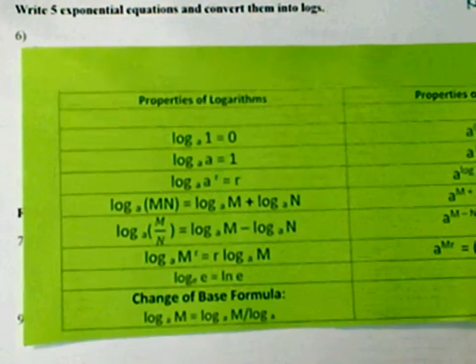Alright guys, this is page 3 of your Unit 6 review. I will be covering page 3, which is number 6 through 17. Now on number 7 through 17, you might want to have this paper in front of you so you can see the properties of logarithms and exponentials. Okay? Alright. On number 6, it says, write 5 exponential equations and convert them into logs.